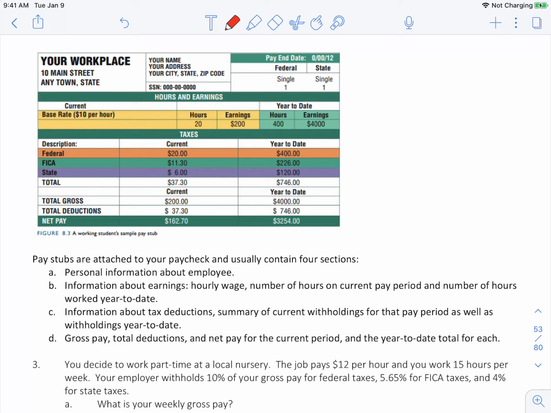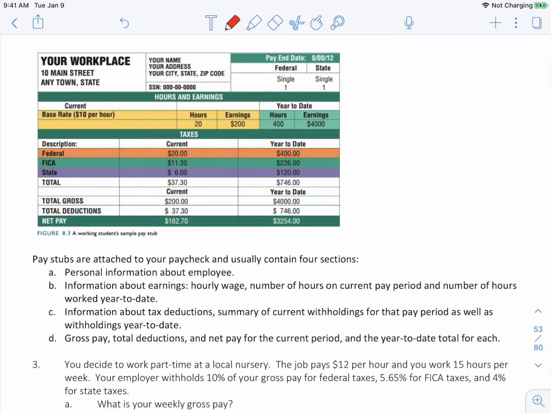There's personal information about the employee, like your address that's listed. Information about earnings, such as your hourly wage, the number of hours in your current pay period, and the number of hours worked year to date. Information about tax deductions, a summary of current withholdings for that pay period, as well as withholdings year to date. And then your gross pay, total deductions, and net pay for the current period, and the year-to-date total for each.